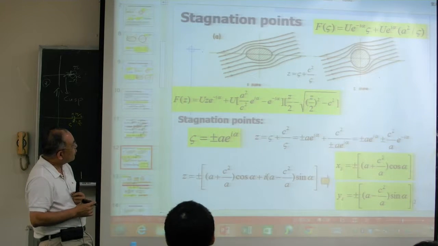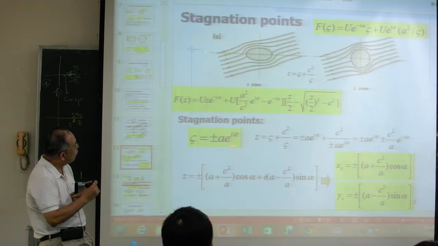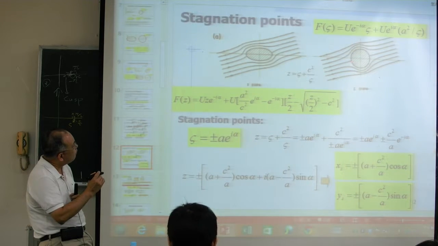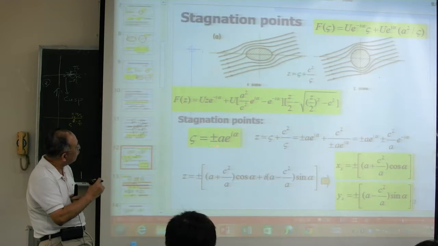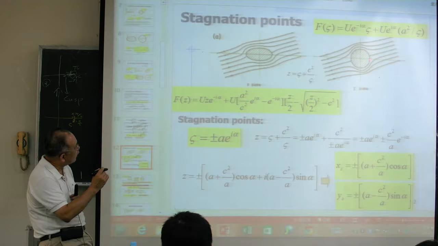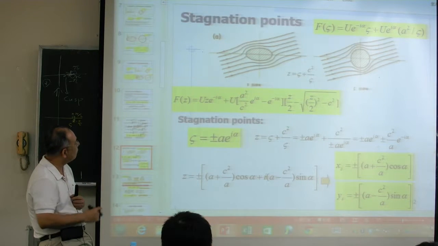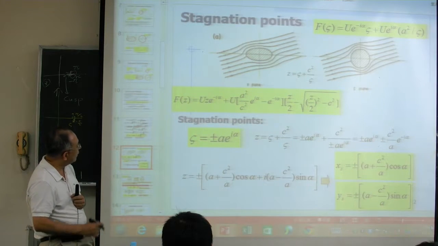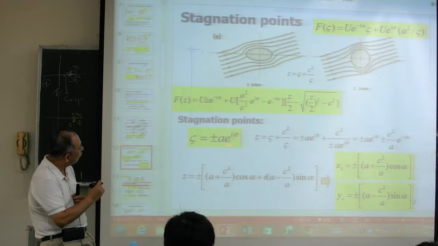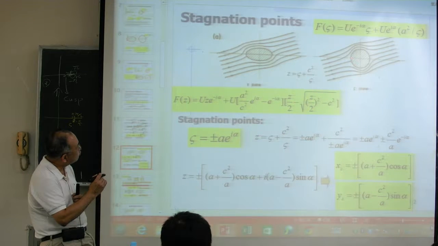And here we can also discuss where the stagnation point is. In the zeta plane, we know this point and this point are our stagnation points. So at these two locations, they can be written as zeta equal to positive and negative A e to the power of i alpha. So this is alpha, right? This is our stagnation point for these two points.